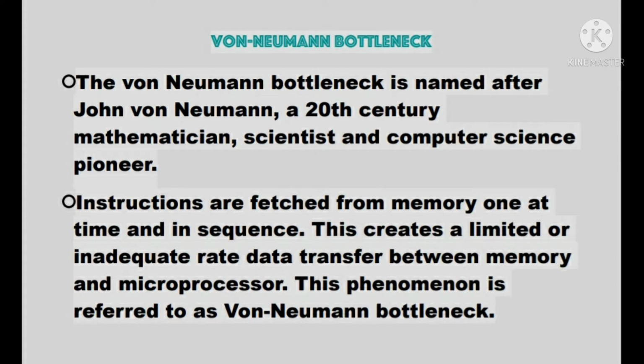Let's move ahead. The von Neumann bottleneck is a limitation on throughput caused by the standard personal computer architecture. The term is named for John von Neumann, a 20th century mathematician, scientist, and computer science pioneer who developed the theory behind the architecture of modern computers.